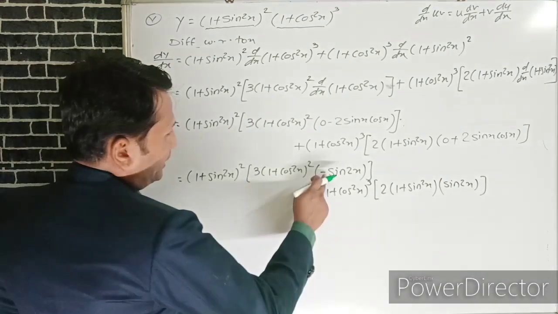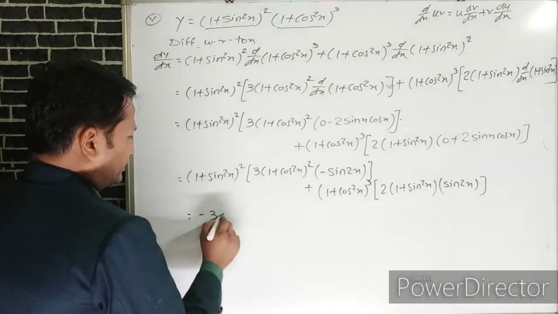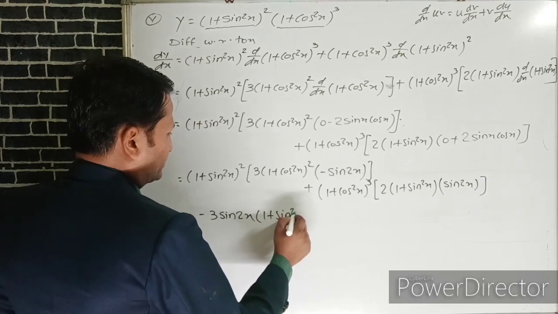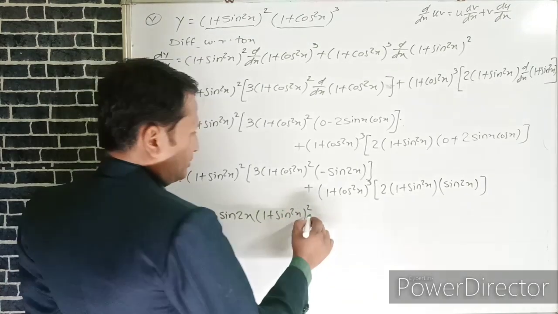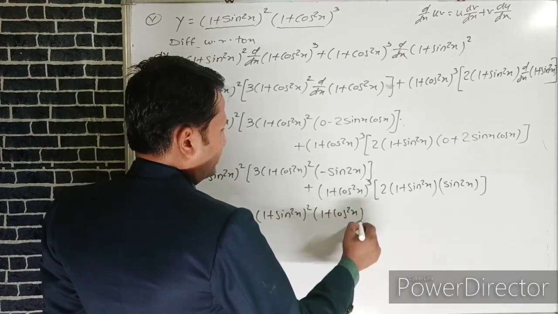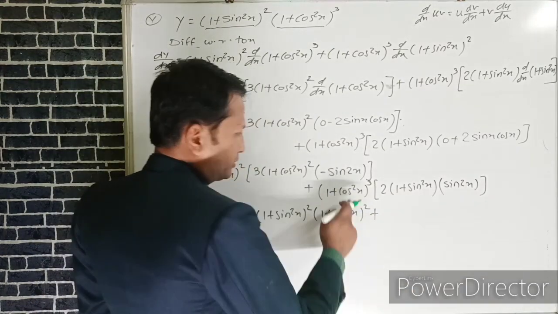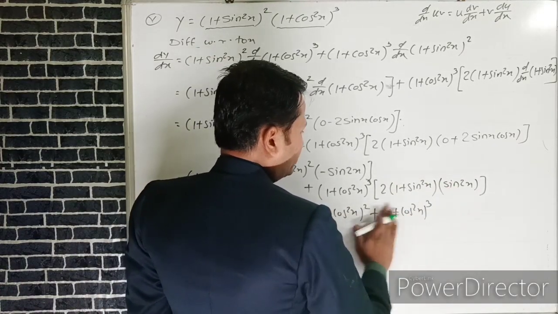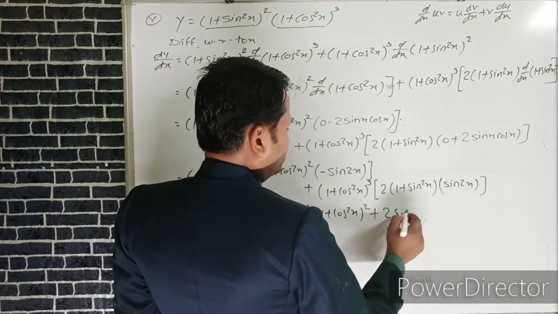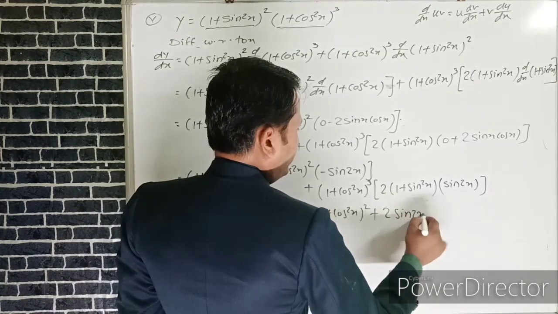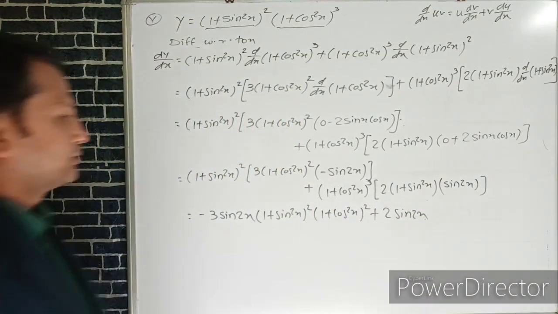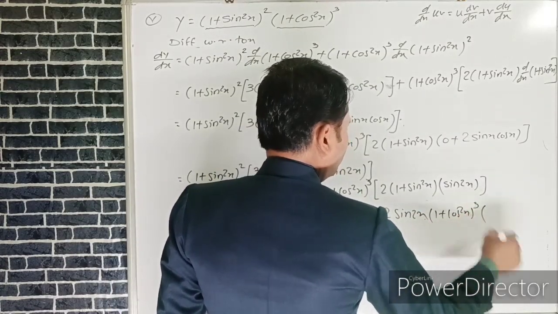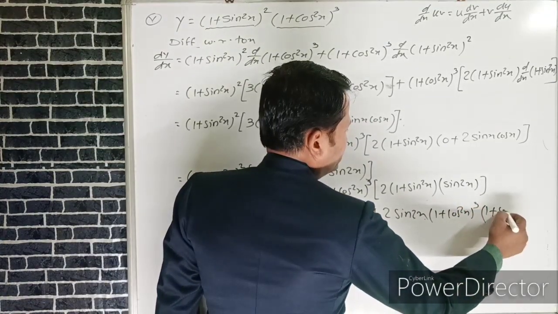After that 3 into minus 3 sin 2x into 1 plus sin square x bracket square into 1 plus cos square x bracket square plus 1 plus cos square x bracket cube into 2 into 2 sin 2x into 1 plus cos square x bracket cube into 1 plus sin square x.